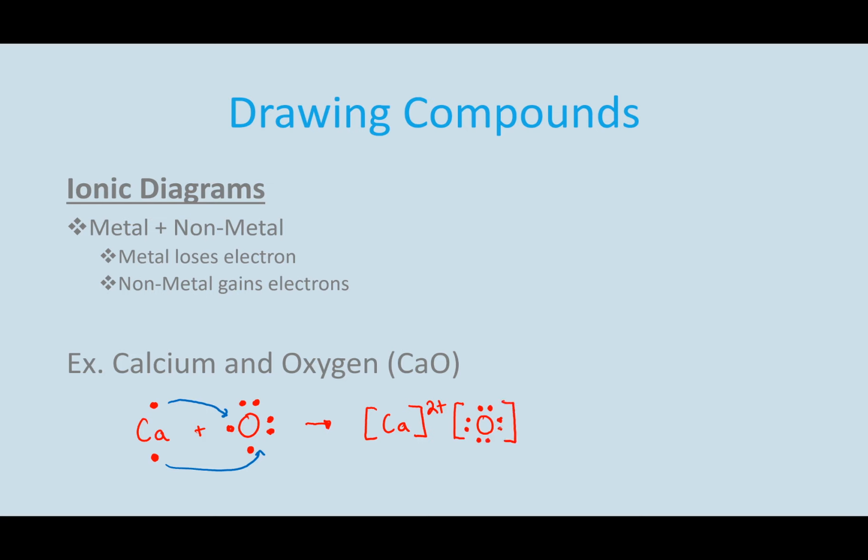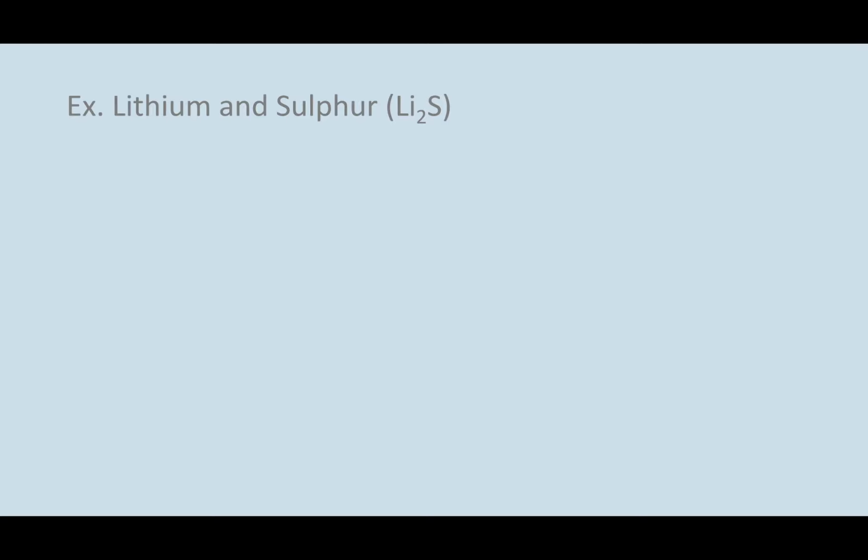And then we have oxygen, its outer shell is now full with 8, and we have a charge of 2 minus. So that would be how we represent the compound of calcium and oxygen, or calcium oxide. So we just use the Lewis dot diagram to represent the transfer of electrons, and then we write out our ions below, or next. Let's try another example with lithium and sulfur.